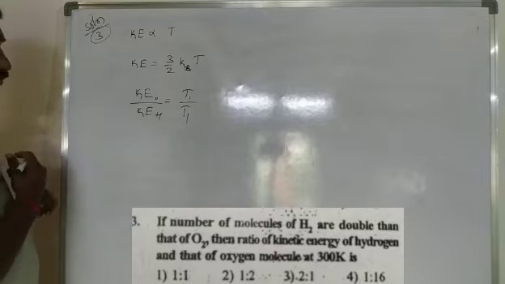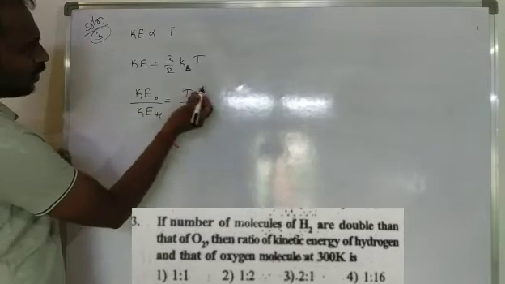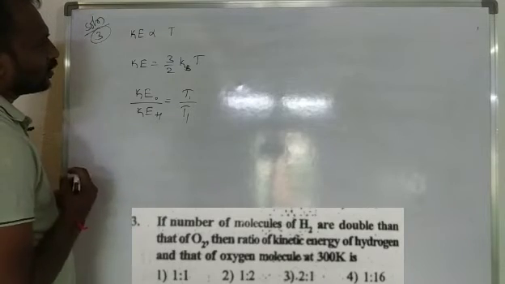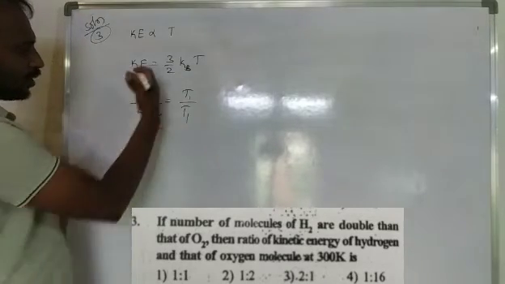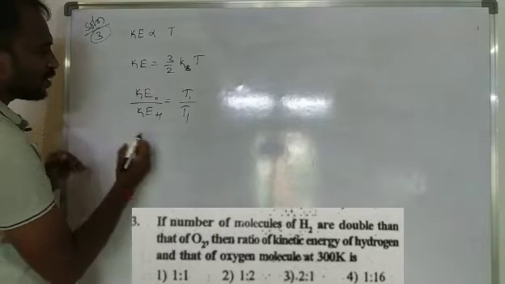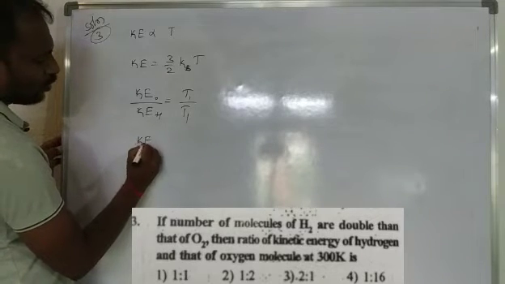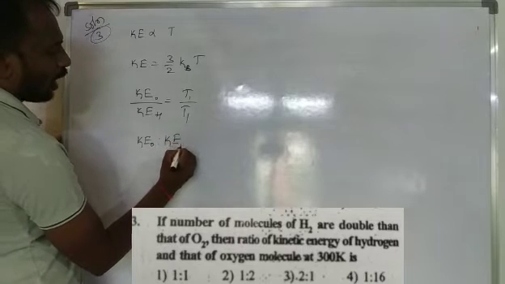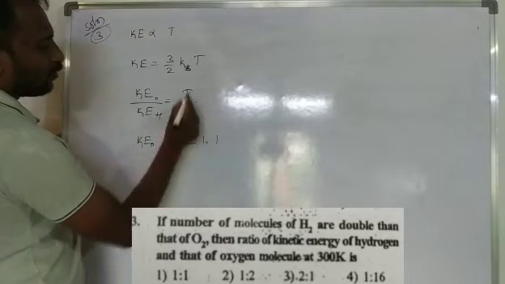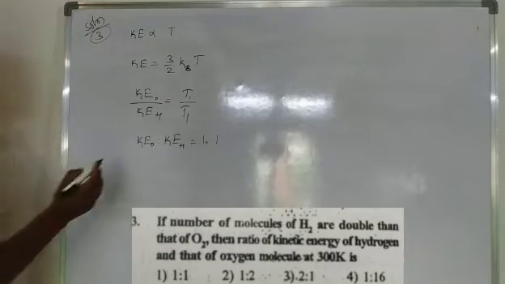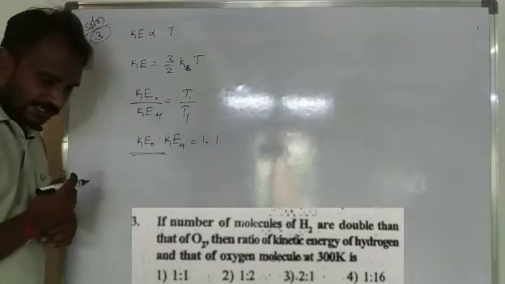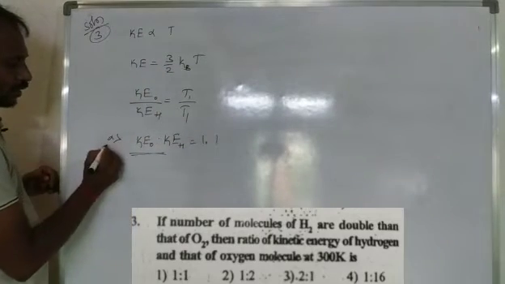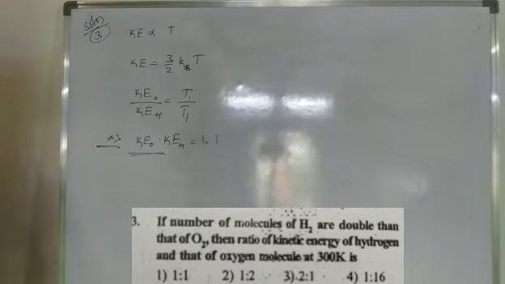Here the temperature remains the same, because it is 300 Kelvin. Same temperature, so kinetic energy is also the same. So the kinetic energy of oxygen to the kinetic energy of hydrogen is 1:1, because the temperature remains the same. So this one is correct, option A, the first option.